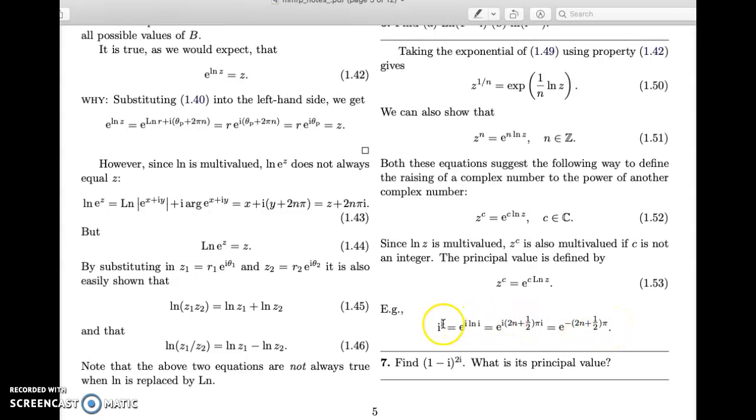I'm not quite sure what applications i to the i has, but in a way it's just for fun. So question 7 you can now do. Note it has two parts. When it says find (1 minus i) to the power 2i, that means find all possible values, and then it's asking finally which one of those is the principal value.